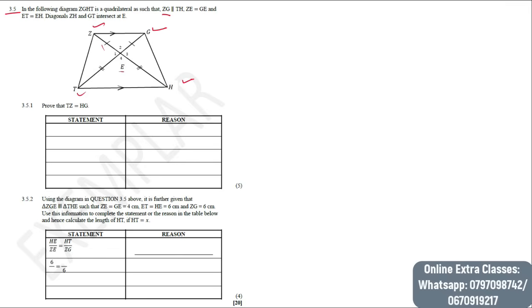So these two sides are equal. And ET is also equal to EH. ET and EH are equal because of these two sides that are here. If the two sides are the same, it means equal. Now we are told to prove that TZ is equal to HG. So we need to prove that TZ, from here to here, is equal to from here to here, right? So how do we do that?